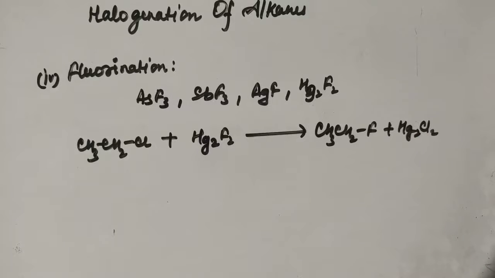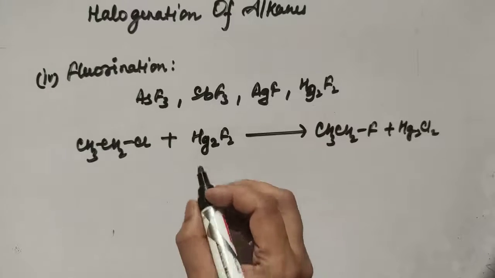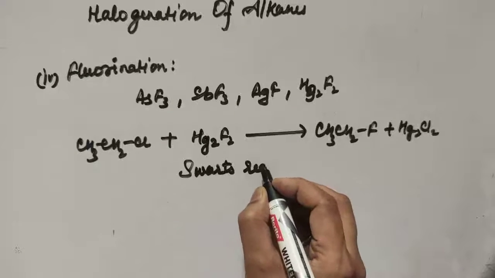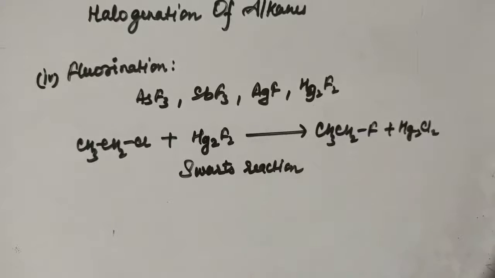This is how fluorination of alkanes is done. This use of inorganic fluorides to form alkyl fluoride is a known reaction, and this is known as the Swarts reaction. This is a very famous reaction known as the Swarts reaction. So these are the methods for the preparation of haloalkanes or alkyl halides. Thank you.